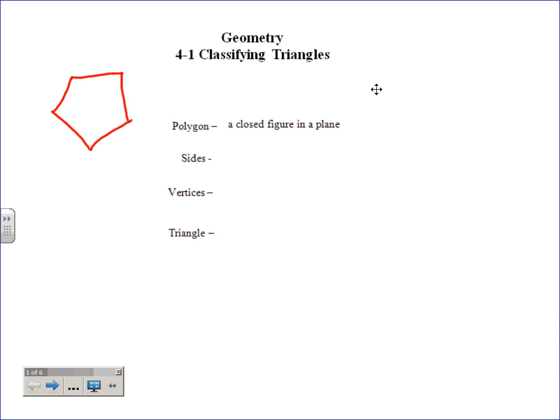Sides. That one's probably a little bit easier. The one I drew in red has 5 sides, and how can you describe those? Those are segments, right? That's basically the segments that make up a polygon. So I think you probably know that.